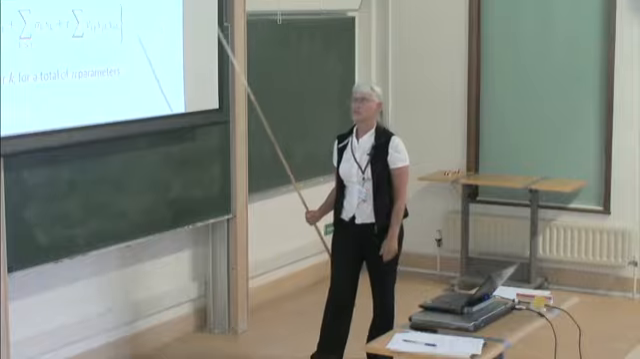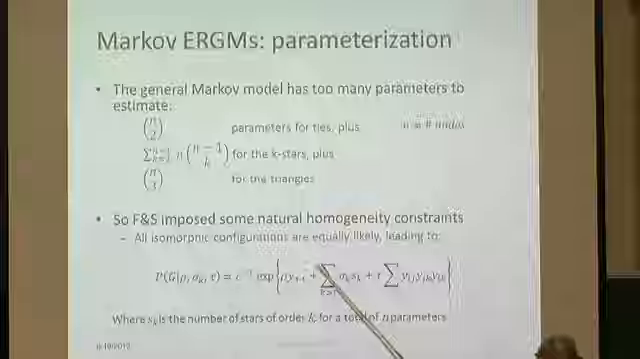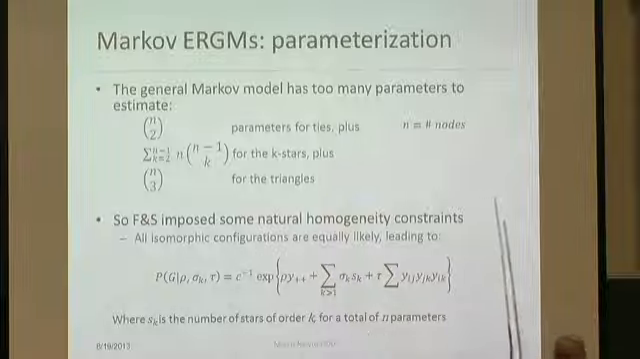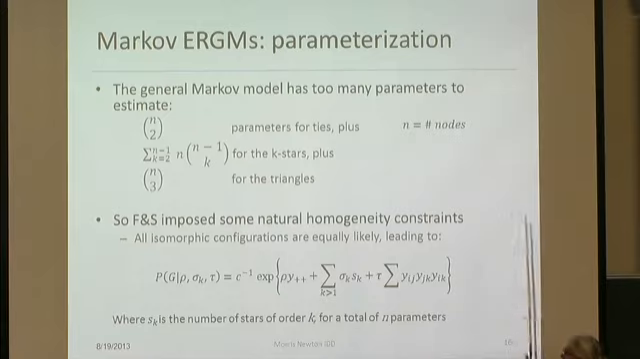So Frank and Strauss imposed some natural homogeneity constraints. This is the first time out of the box. You figure, okay, you want to start simply. All isomorphic configurations, so all triangles, all ties, all k-stars. Each k-star is equally likely. Each triangle is equally likely. And that leads you to a model that has a much simpler form.